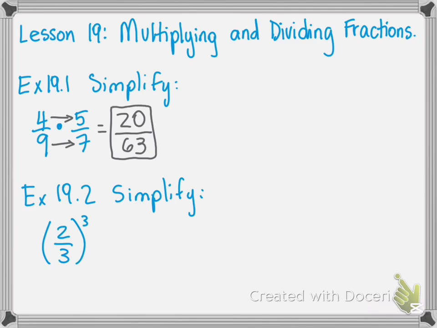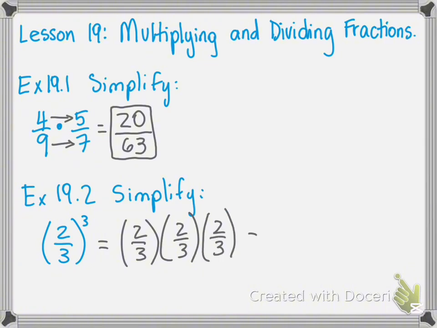Pretty simple. Now, in the second example, you see again an exponent there. So that's a little bit of review on a previous lesson. Remember that means that we're multiplying 2/3 times 2/3 times 2/3, 3 times because the exponent is 3. If I multiply the top, it's 2 times 2 times 2, which is 8. And 3 times 3 times 3, which is 27. And that's it. That is our answer.